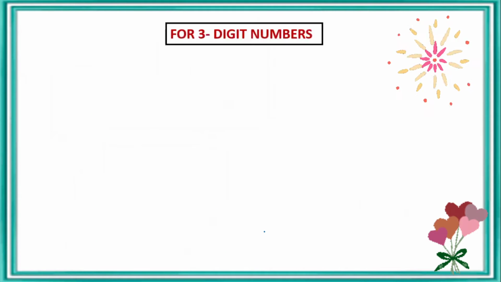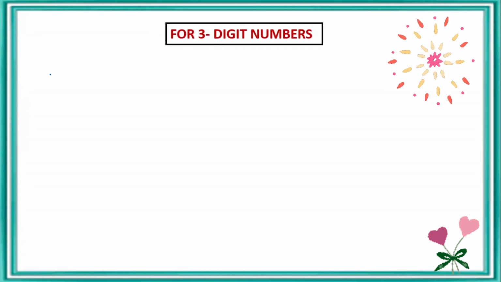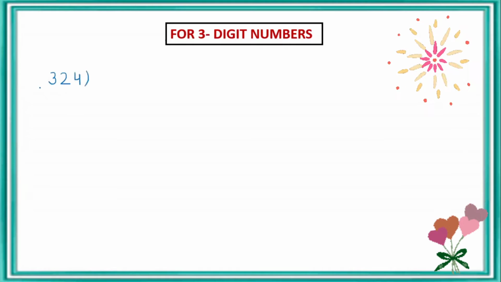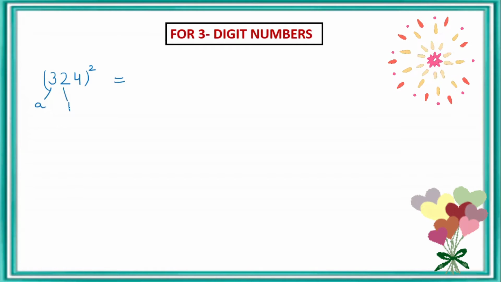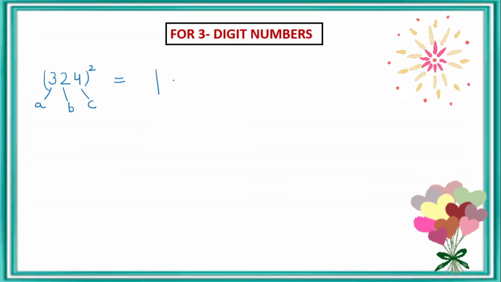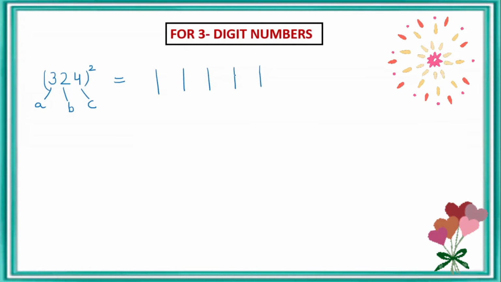Now let's take three-digit numbers. Let's take the first example. Suppose the question is square of 324. Assume 3 as A, 2 as B, and 4 as C. Make 5 groups here. First, second, third, fourth, and fifth.